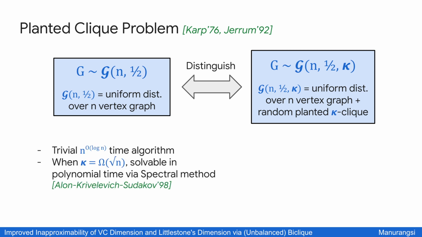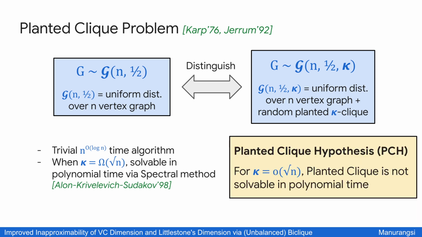So for the planted clique problem, there is a trivial n to the order of log n time algorithm. This is because in the G(n, 0.5) case, the maximum clique size is at most order of log n. So we can enumerate through all the cliques of size order of log n. If we find one, then we know that we are in the second case. Furthermore, when k is large enough, in particular if k is order of square root n, then the problem becomes solvable in polynomial time using spectral method.